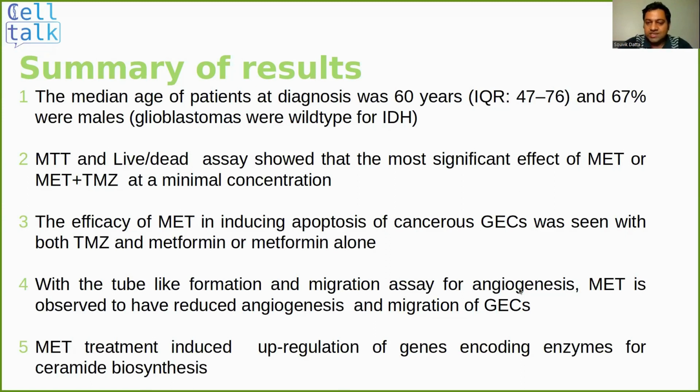They also say that there is reduced angiogenesis of the GECs, or the glioblastoma endothelial cells, in both the migration of the cells as well as the tube or capillary formation tendency of the GECs. Ultimately, they also tried to see the transcriptomes. Transcript means the mRNA or messenger RNA of the genes that encode the enzymes. They found that with respect to the negative control, after treatment there has been a shift in the upregulation of the genes, especially those encoding for ceramide biosynthesis. That is a player involved in the sphingolipid rheostat pathway.